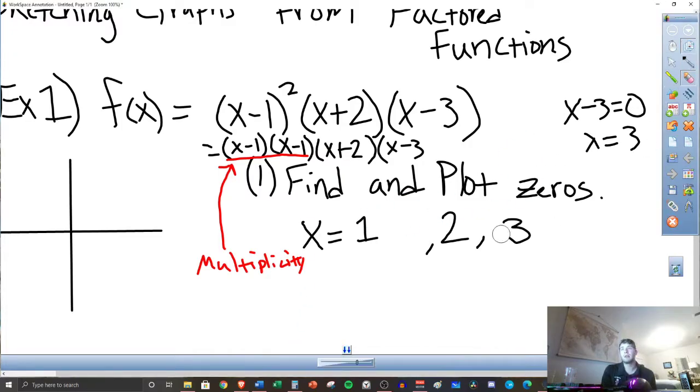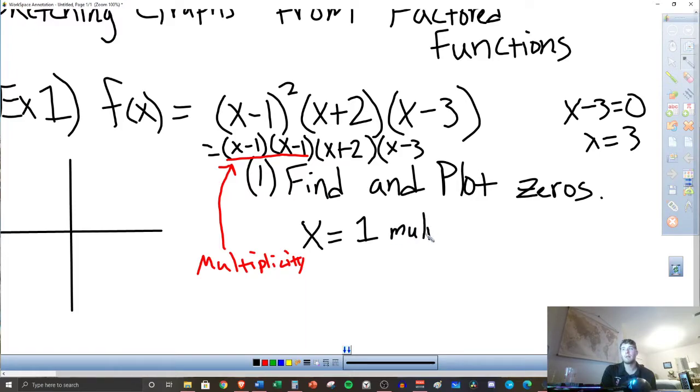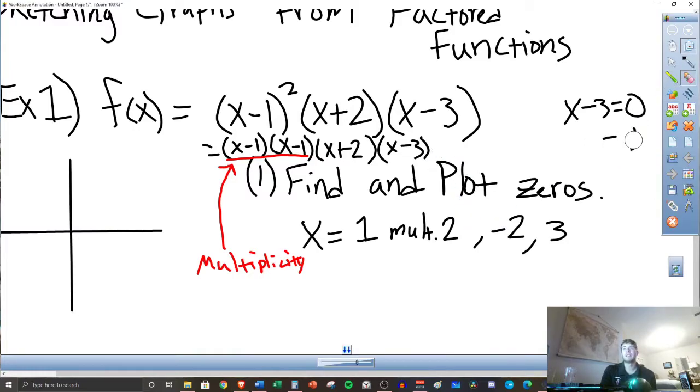We're going to write that. I'm going to move my numbers over. I thought I had enough space, but I don't. Because that x minus 1 is happening twice, 1 is one of our real zeros, yes, but it's going to have a multiplicity. We write it like this, MULT, multiplicity, we put 2. Then we put the rest of them, so -2 and 3, which I think I had +2, so that was a mistake. I'm sure some of y'all were trying to correct me through the screen. So there are our zeros.